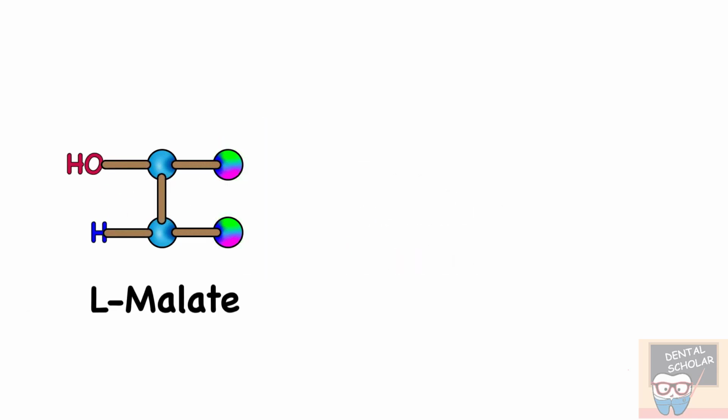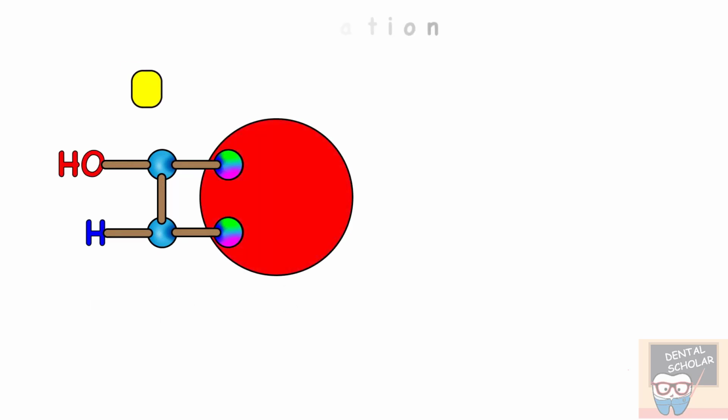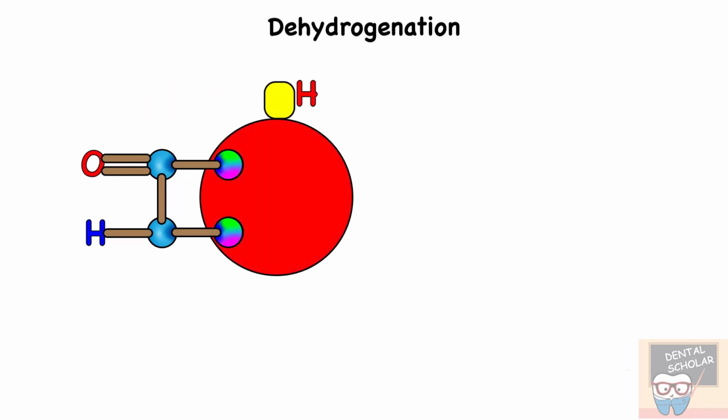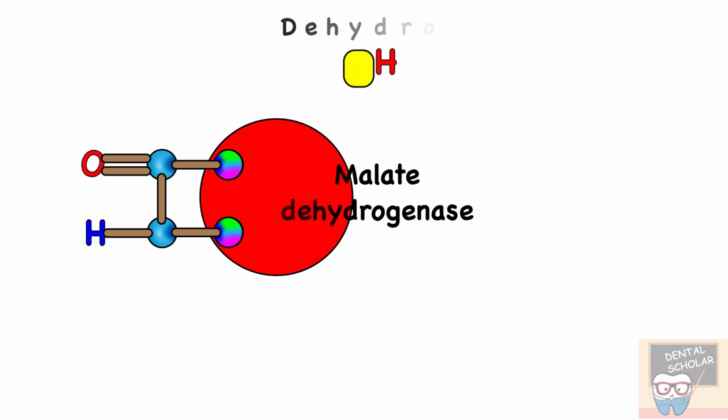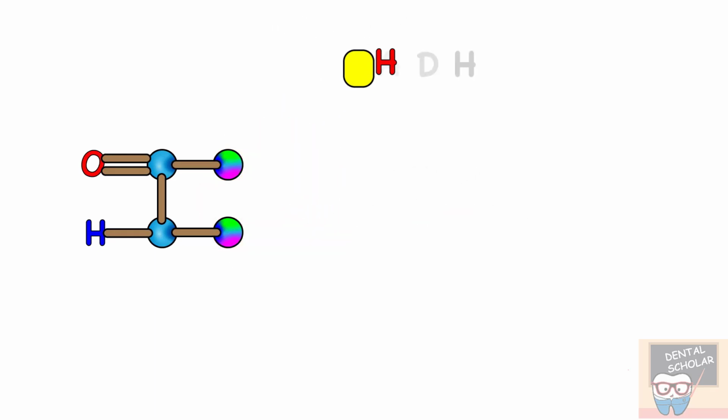In the next step, L-malate undergoes dehydrogenation in presence of malate dehydrogenase. At this step, the third molecule of NADH in the Krebs cycle forms, and it results in the formation of oxaloacetate. So as you can see, the Krebs cycle started with oxaloacetate and it ended with oxaloacetate. So at the end of Krebs cycle, oxaloacetate is regenerated.